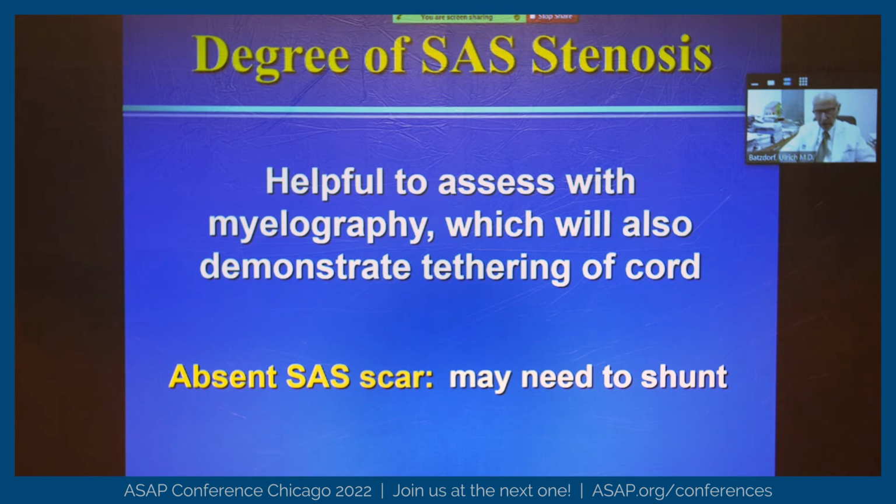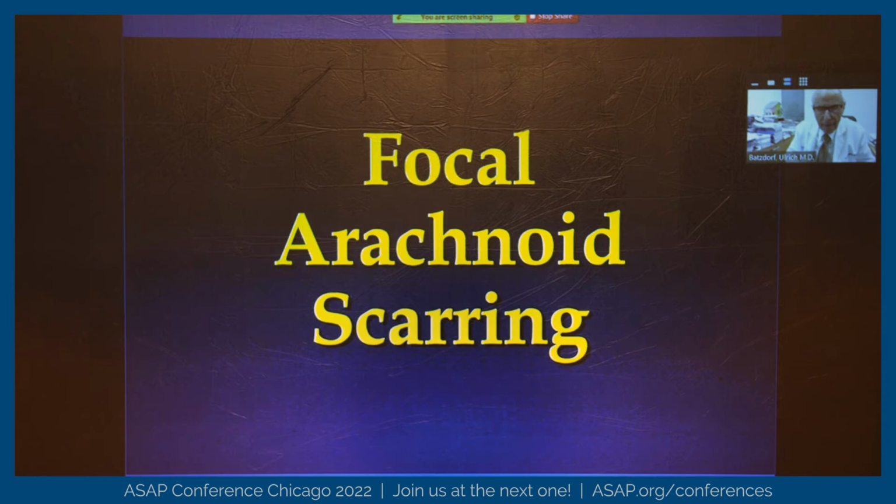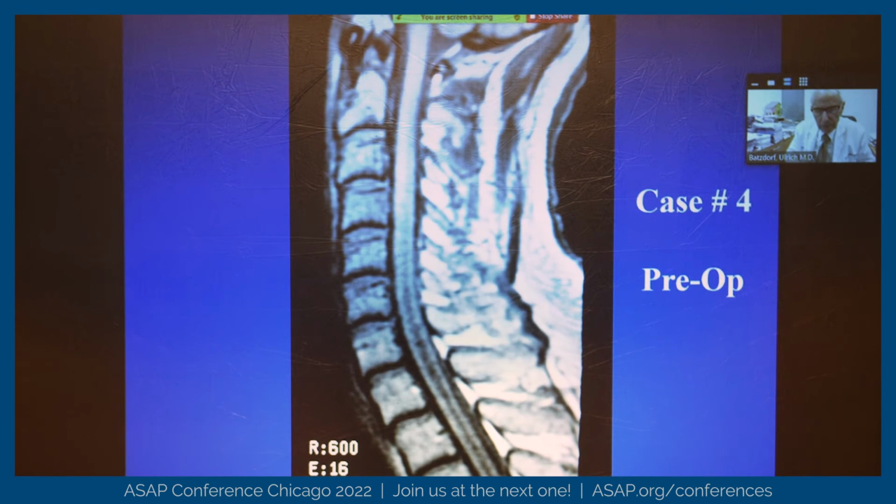Again, we talked about this. Shunting in some of these patients, when there is no focal scar, may be the only option available, and shunting into the subarachnoid space is probably the best way of doing it rather than into the chest cavity, although sometimes we still have to do that. So here's an example. Again, you see the syrinx cavity in the lower portion of this cervical MR scan.